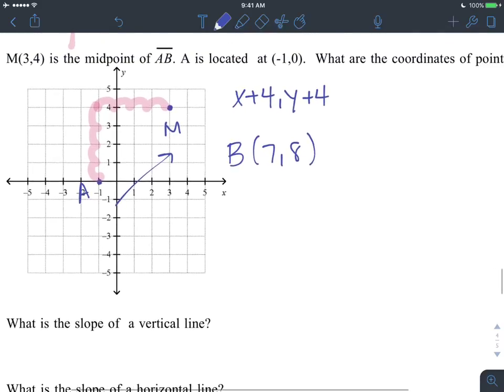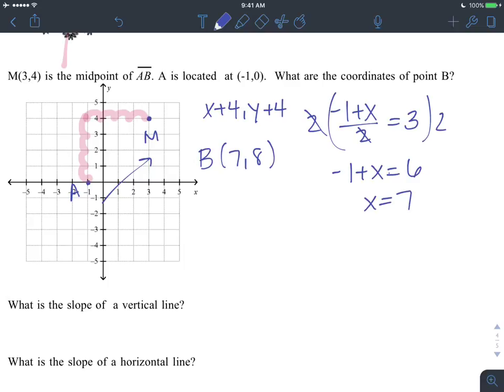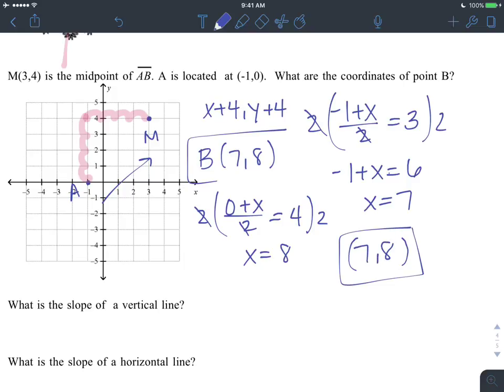(7, 8). Or if you did this the algebra way, you're going to have (-1 plus x) over 2 equals 3. Multiply both sides times 2. We're going to have -1 plus x equals 6. So then add 1 to both sides and x equals 7. Then for our y coordinates, we're going to have (0 plus y) over 2 equals 4. Multiply both sides times 2, and y equals 8. So our new coordinate point is (7, 8). Again, either way is totally fine as long as you can show me how you did it.